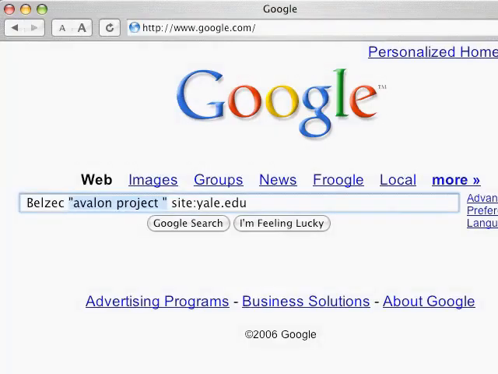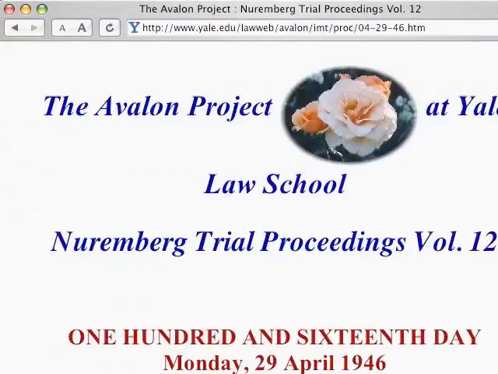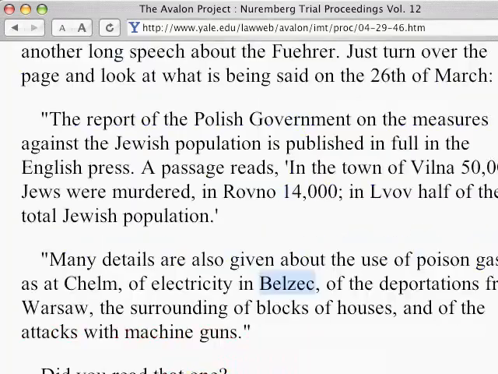We put in Avalon Project as this appears as text on every web page, and this limits the search to Yale University. We then type in the name of one of the 3 camps, starting with Belzec, the alleged site of 600,000 deaths, and we get one hit in volume 12. The one below this is a duplicate. With Command F for Macintosh computers or Control F for Windows computers, we find where the word occurs.